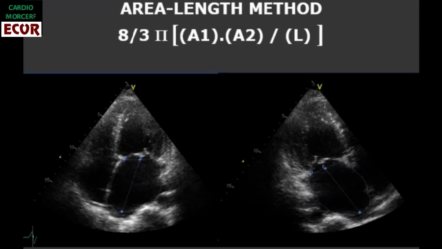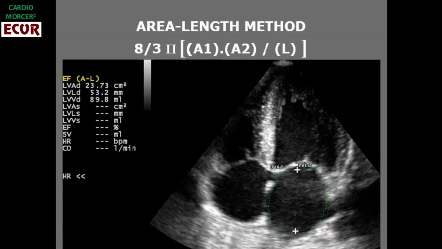Another way to evaluate this volume is the area-length method. We do a planimetry of the left atrium using a 4-chambers apical view and a 2-chambers view that have a similar longest longitudinal length. With these measurements, the computer will use this equation here and it gives you the volume of the left atrium. Here it is, the area, the longitudinal length, and the volume in milliliters.